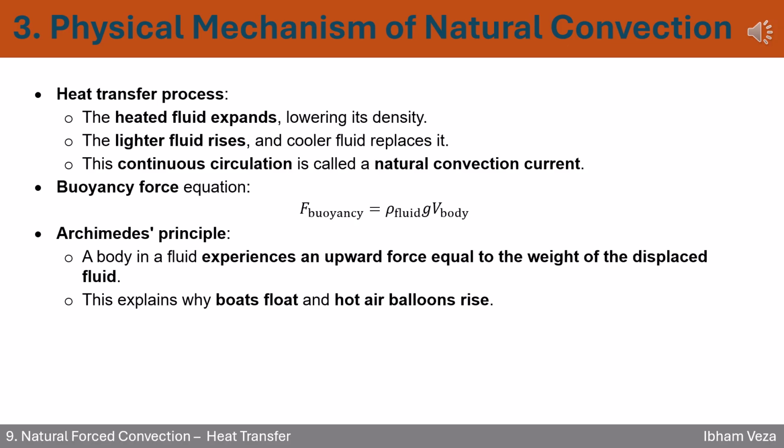Tie it to something relatable. Archimedes' principle explains how ships float and hot air balloons rise. Use these analogies to keep your message clear and memorable. Focus on action. Highlight the why behind the movement. This makes your explanation sharper and easier to follow.